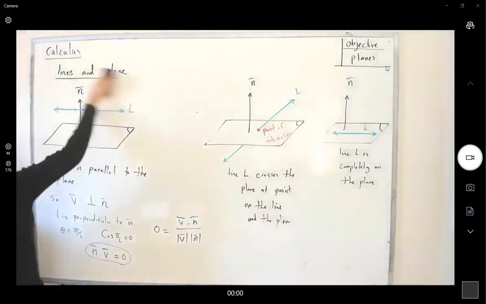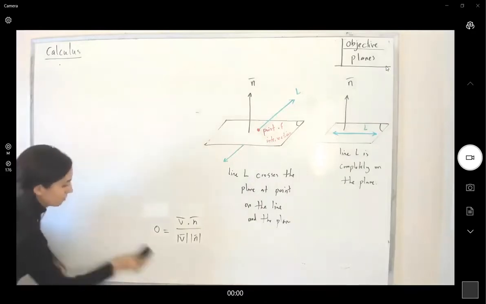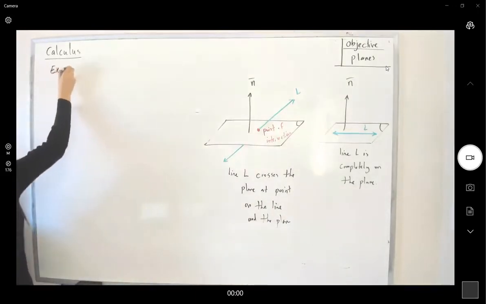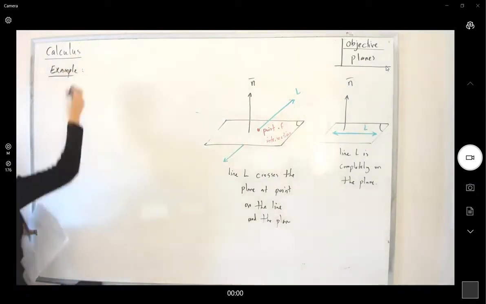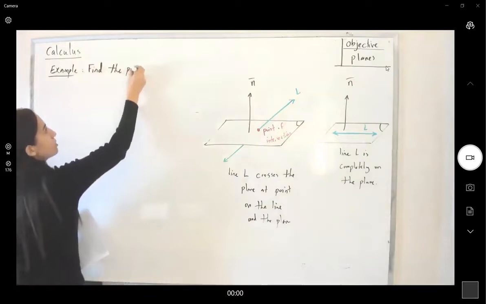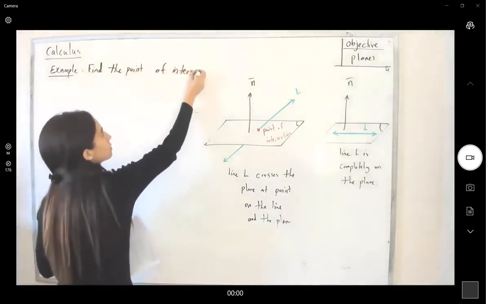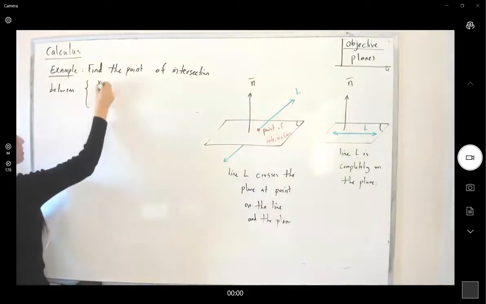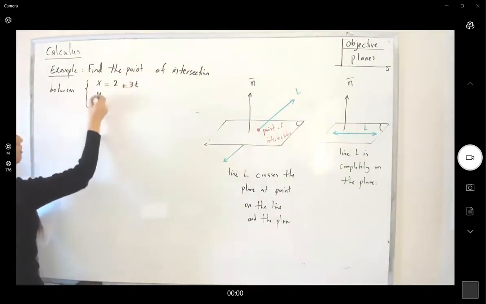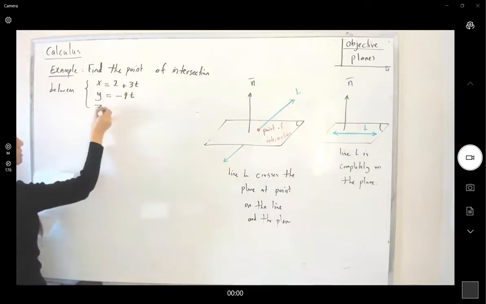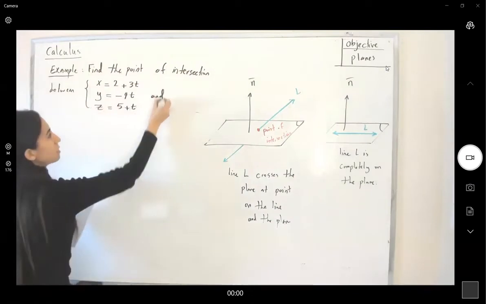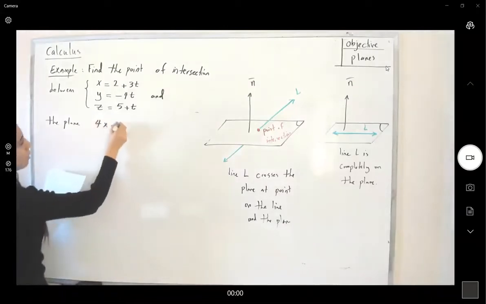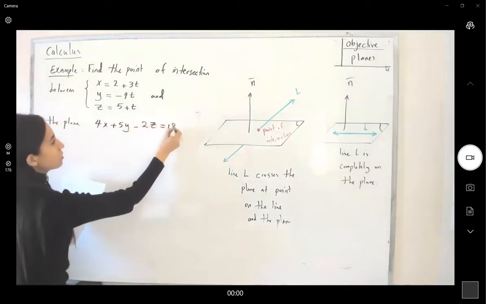Perfect. Let's go over one example together. This example says, find the point of intersection between the line x equals 2 plus 3t, y equals negative 40, and z equals 5 plus t, and the plane, the equation of the plane is given to us as 4x plus 5y minus 2z equals 18.